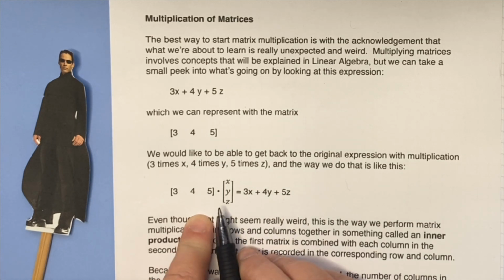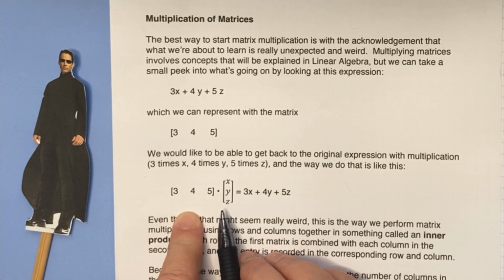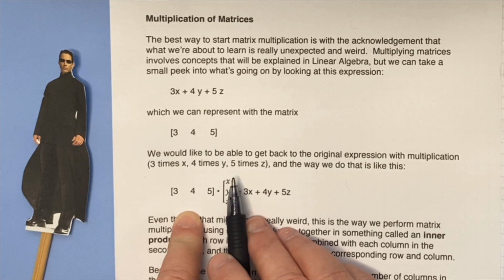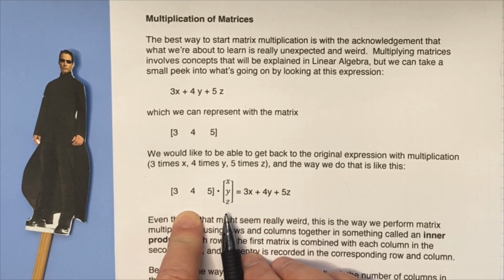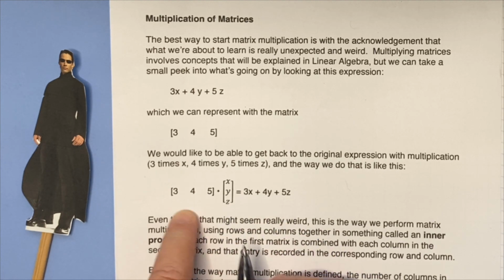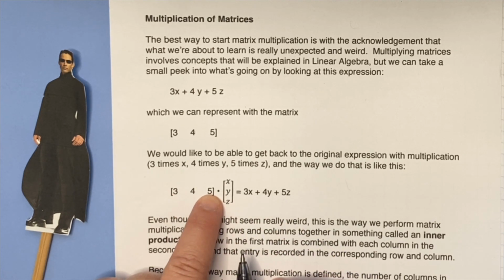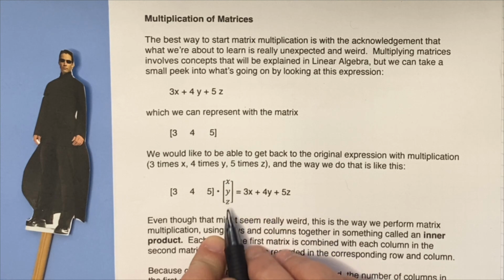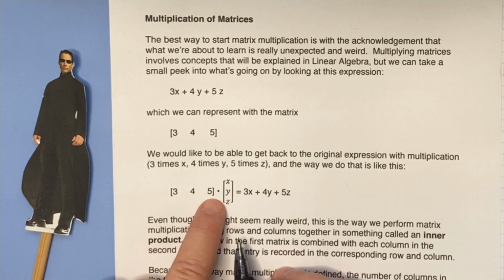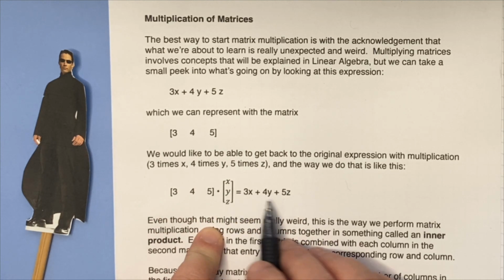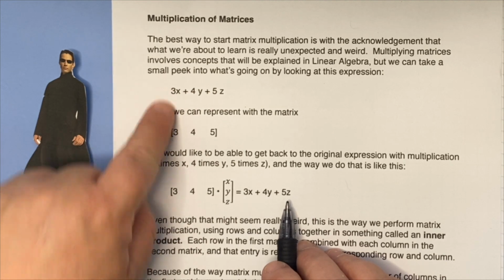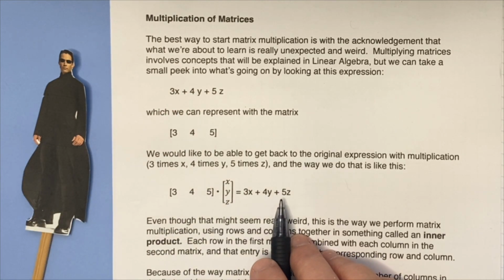So the way that mathematicians represent the variables is with a column. So we've got a row of coefficients and a column of variables. And when we multiply these two together, we get that expression. Thankfully, with the spacing all sorted out.